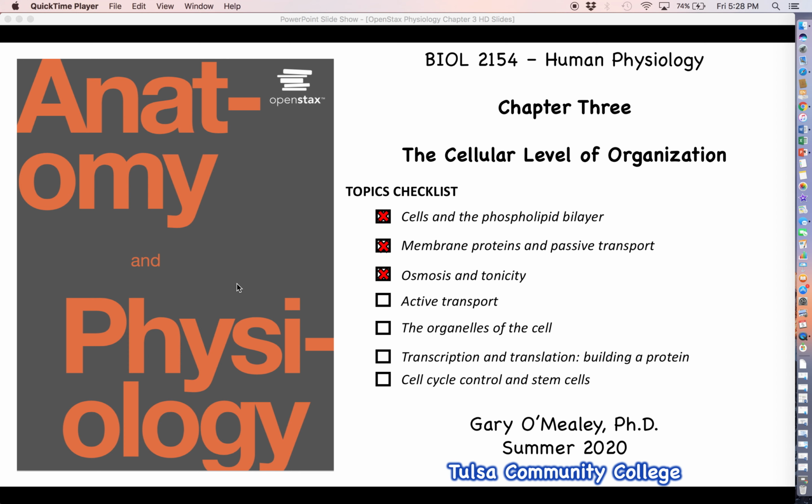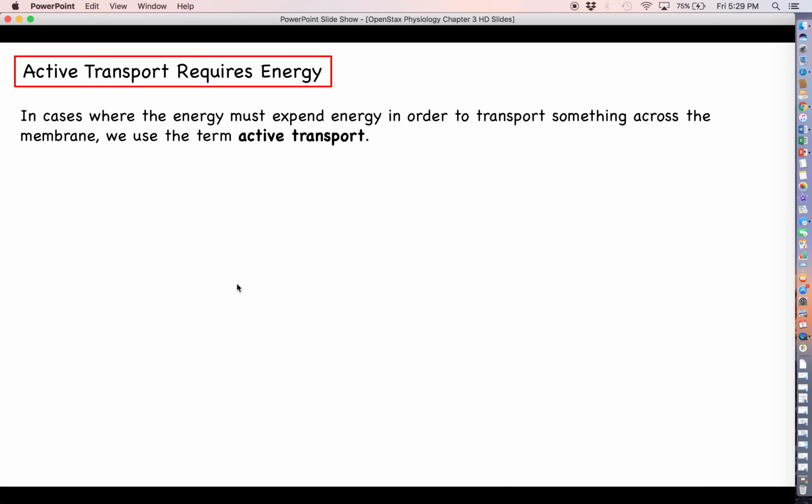So let's finish off our discussion on membrane transport by having a short discussion on active transport. Before, we've talked about several different types of passive transport. We've talked about both simple diffusion and facilitated diffusion.